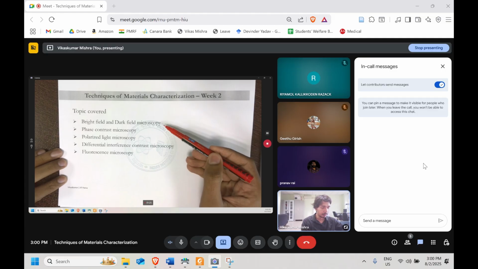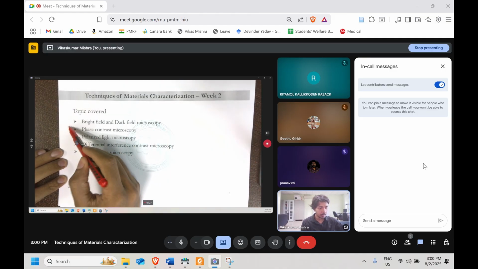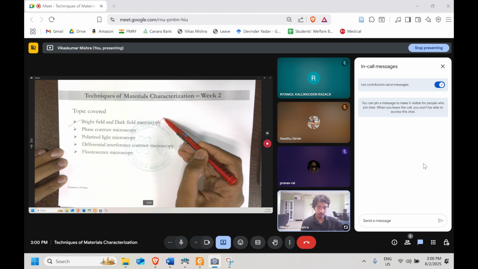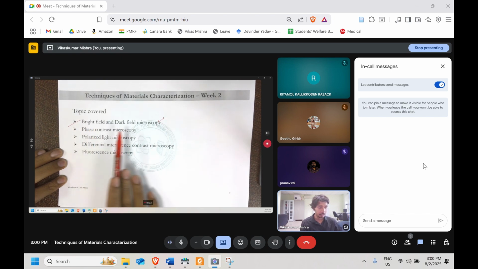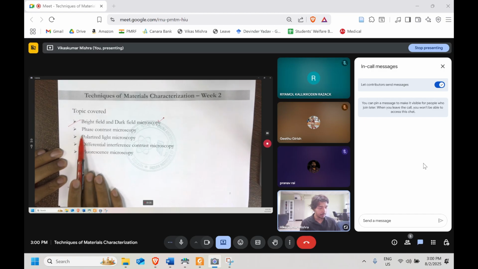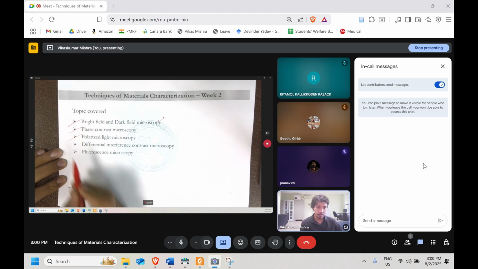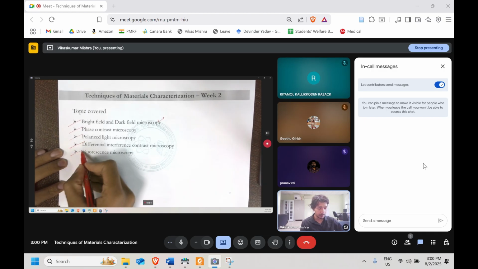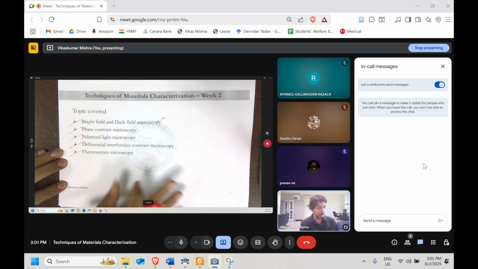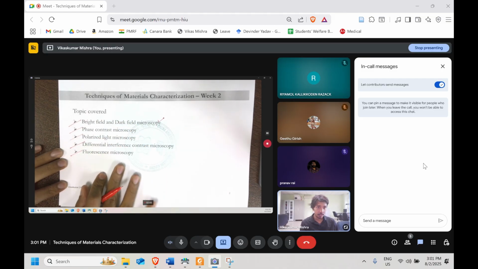In week 2 we have talked about bright field and dark field microscopy, the way we generate the contrast, which is what defines the bright field and the dark field microscope. Then we talked about phase contrast microscopy. Different phases will have different refractive index and different thickness, and depending upon that they will give some phase contrast. Next we talked about polarized light microscopy, then differential interference contrast microscopy and fluorescent microscopy. So these are the 5 microscopy techniques that we have learned in this particular week 2.